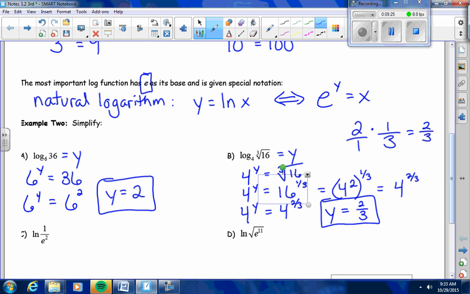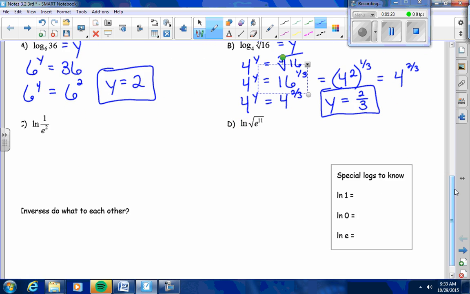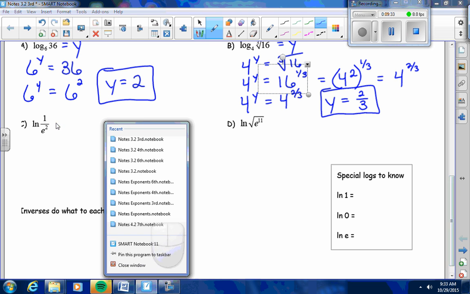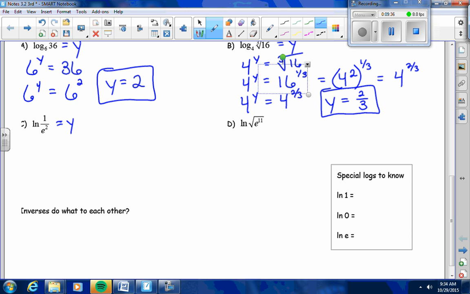All right, let's look at part C. The natural log of 1 over e squared equals y, the exponent. The natural log, what is the base of the natural log? Is that e currently written down somewhere? No, it's not. It's understood to be base e raised to what power? e to the y equals, what's in the position of x? 1 over e squared.